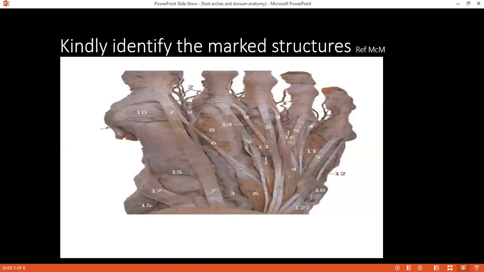Right. Good. Any other structure you want to comment on yourself? Okay, what is 3? It is tortuous and it is the dorsalis pedis. Very good. Excellent. Good. Thank you.